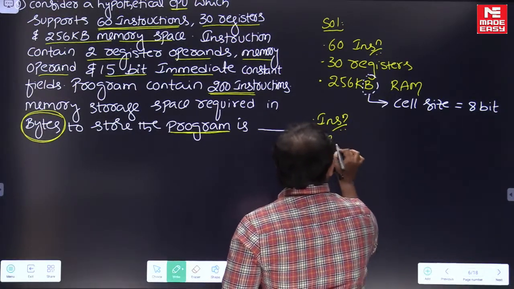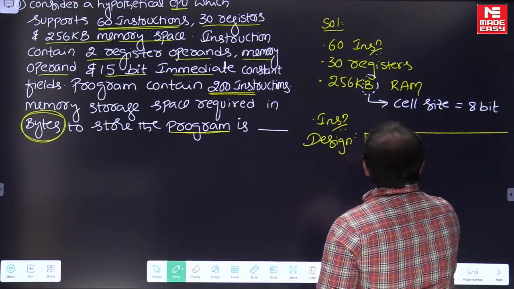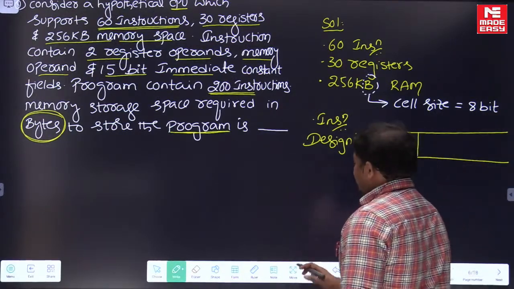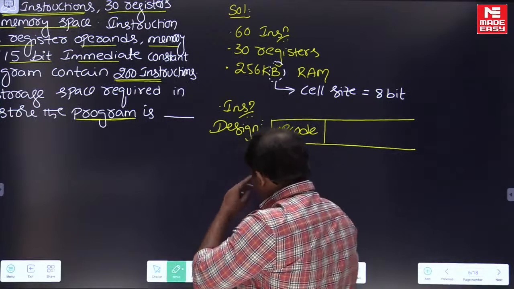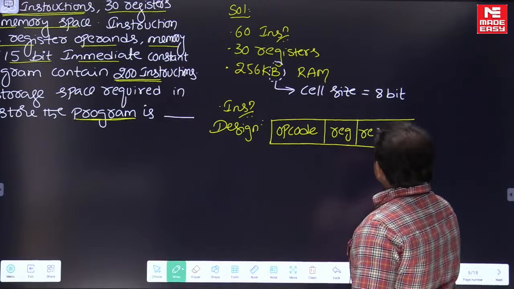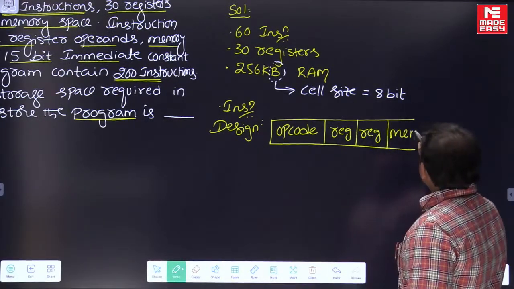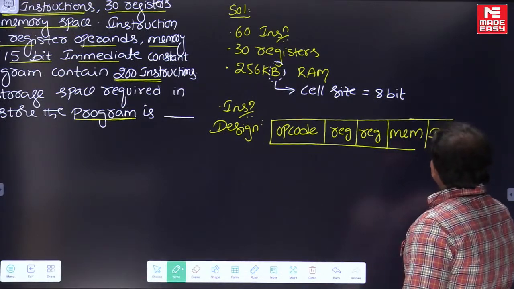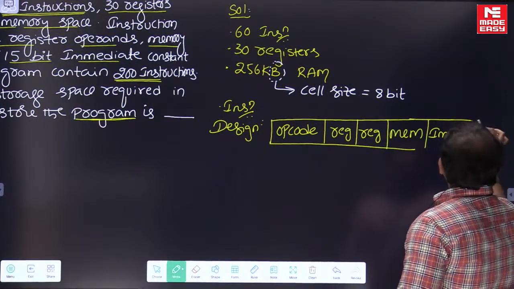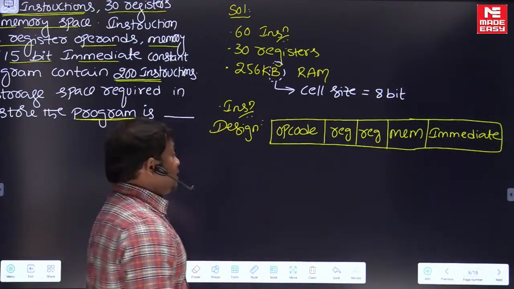Now, here the instruction format is given. Every instruction by default contains an opcode. Compulsorily the opcode is present in the instruction. Now, the instruction contains 2 register operands, a memory operand, and an immediate constant field. This is the instruction format given in the question: opcode, register, register, memory, immediate.